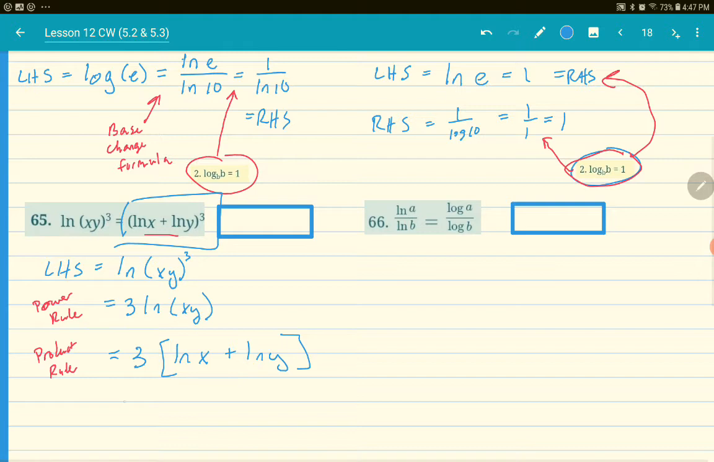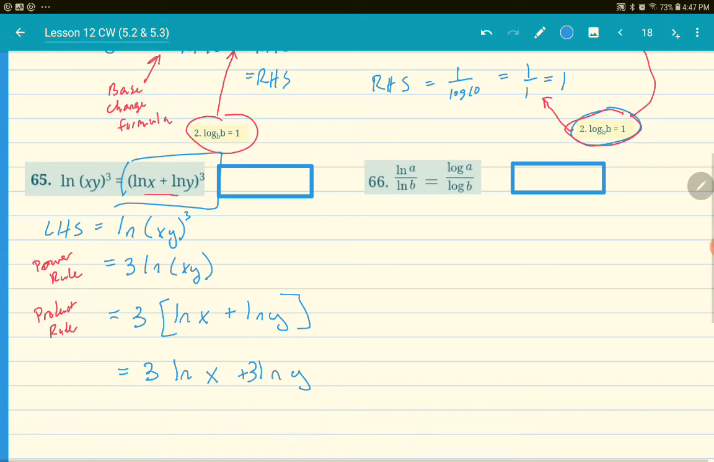Let's see, what else could I do? I could distribute that 3. That way I could put it as an exponent, which gives me natural log of x cubed plus natural log of y cubed. But that exponent is on the cube. It's on the x and the y. It's part of the x and the y. That's how the exponents on the logs work. So it's not this. It's actually this.